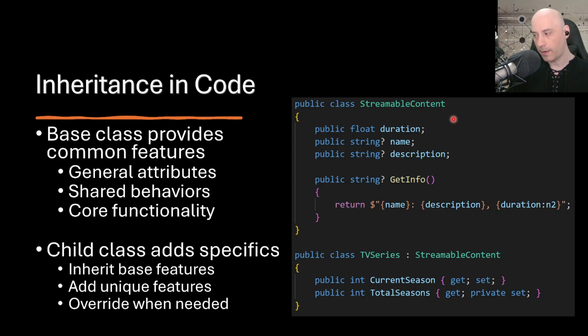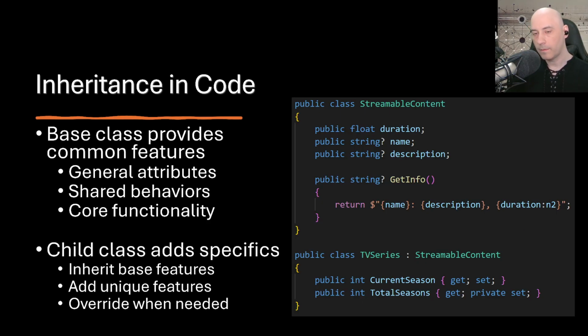And then we also have the child class. To make a child class, we put a colon in between the child class name and the parent class name. So here we have a child class TV series, which has a parent that inherits from streamable content. That means it gets all these properties and methods available to TV series as well. So it inherits all of those properties, and then you're able to change them.